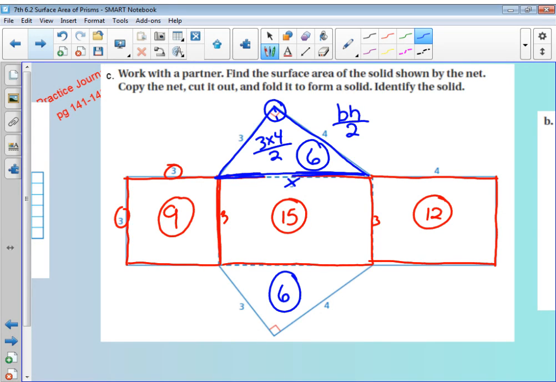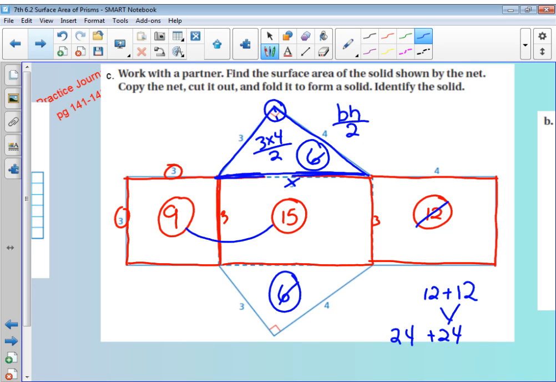Okay, final step to do my surface area is to add everything together. I tend to chunk numbers. So 6 plus 6 would give me 12. Okay, those give me 24. And you could use your calculator to chunk them all together. These 2 together also give me 24.